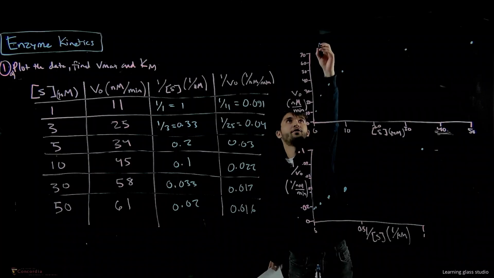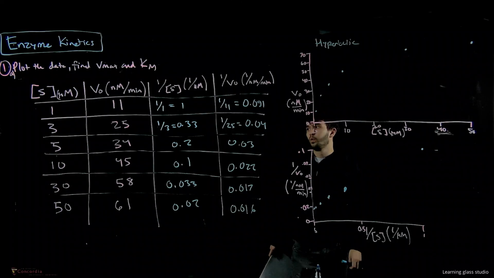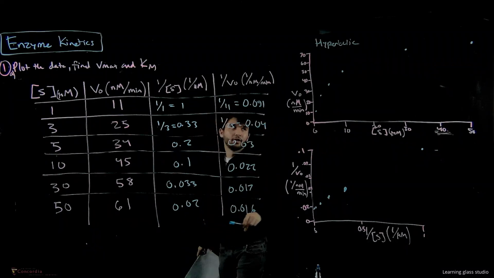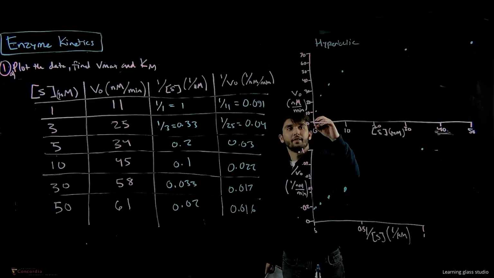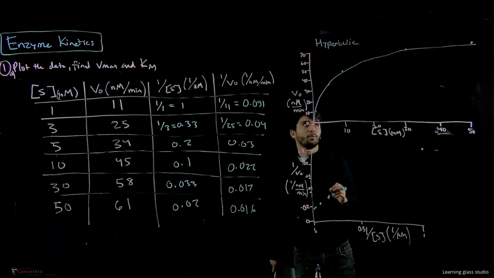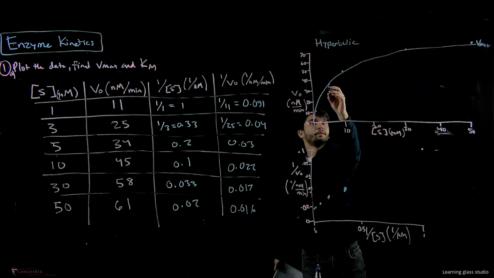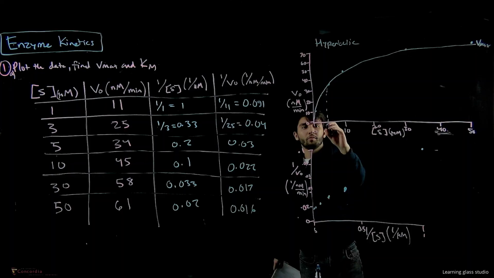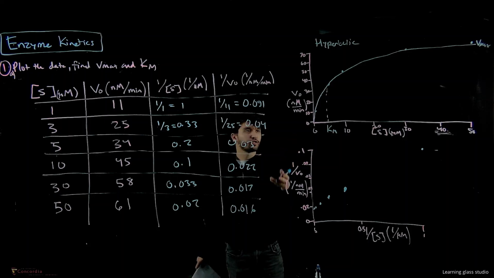This first graph is going to be the hyperbolic. For the hyperbolic, we're plotting the substrate concentration and the V0. I've already plotted all the points just to save a bit of time, but when we get these plotted and connect them all, we get a nice hyperbolic plot where we can see we have Vmax somewhere up here, and we have Km maybe around here, roughly. So we can say Km is around 5 maybe, just estimating from this. Vmax is pretty close to 70, but that's just an estimation.